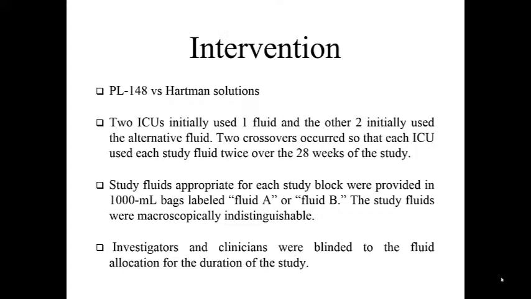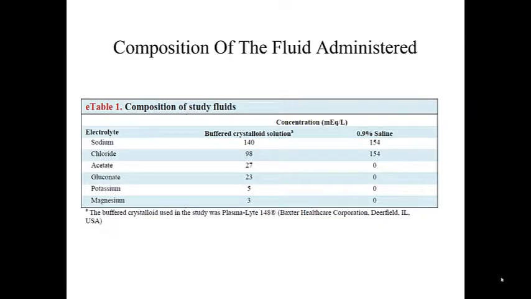So study fluid appropriate for each study block was provided in 1,000 milliliter bags labeled as fluid A or fluid B, and the study fluids were visually indistinguishable. Investigators and clinicians were blinded to the fluid and allocation for the duration of the study.